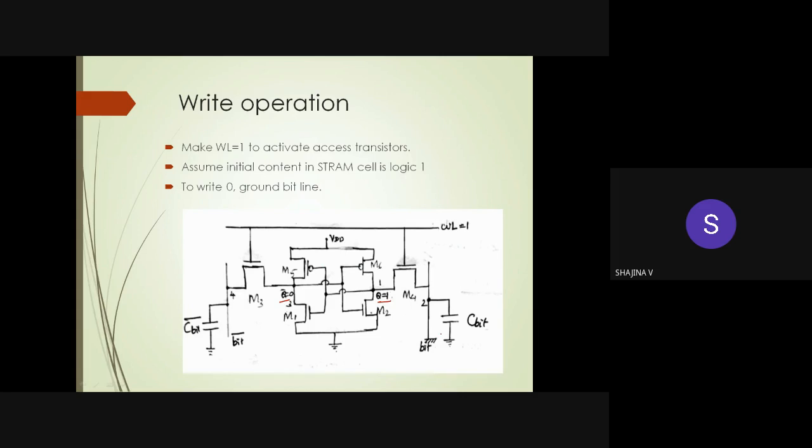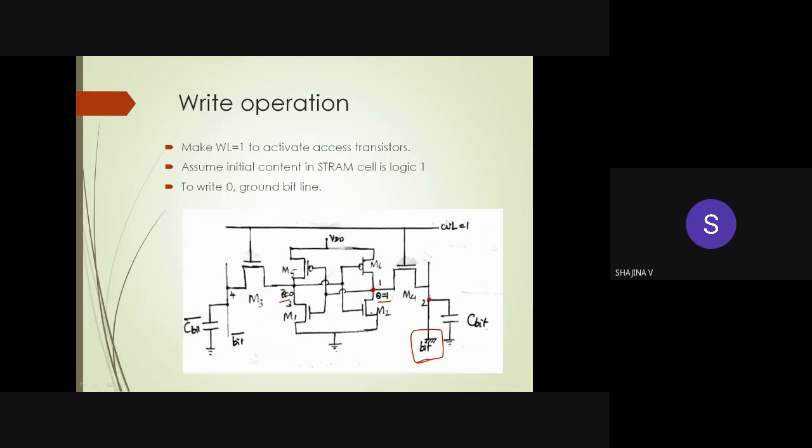And now in order to write a 0, we are grounding the bit line. Okay, we are grounding the bit line. So we can say here at point 1 there is a higher potential because we have assumed the value as logic high. Okay, and here you will be having a lower potential because it is connected to ground. So there will be a potential difference between point 1 and 2.